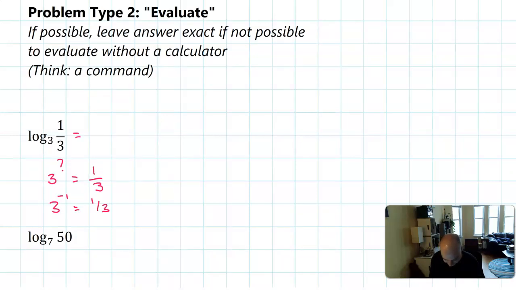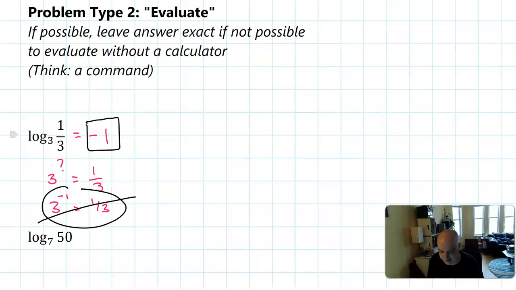So this log would evaluate to -1. And if you're asked to give the answer or evaluate a log, you don't write this. That's not the answer. -1 is the answer when you're asked to evaluate it. Just what would that simplify out to? So, be careful about the type of question you're answering.